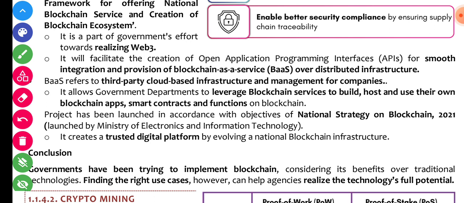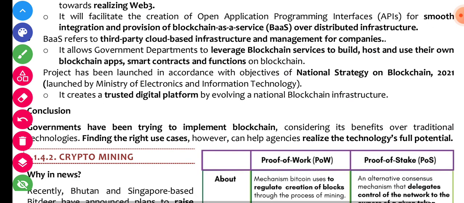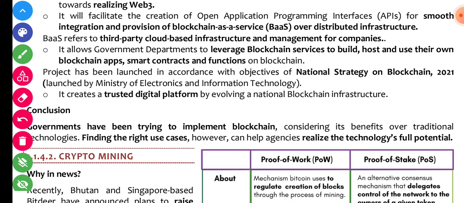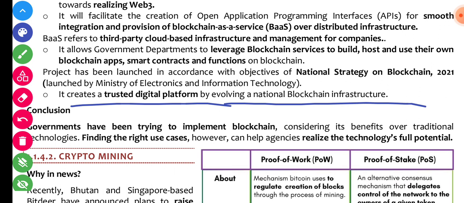What is the BaaS? BaaS refers to the third party cloud based infrastructure and management for companies, and BaaS allows government departments to leverage blockchain services to build, host, and use their own blockchain apps, smart contracts, and functions on blockchain. The project has been launched in accordance with the objectives of the National Strategy on Blockchain 2021, and it was launched by the Ministry of Electronics and Information Technology. BaaS creates a trusted digital platform by evolving a national blockchain infrastructure.